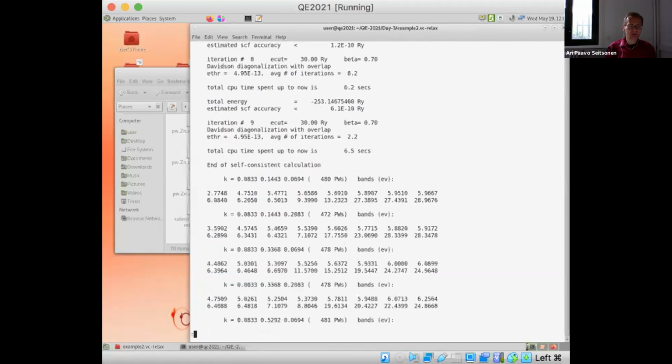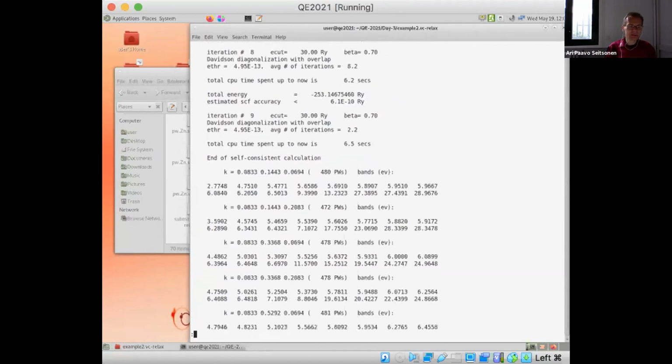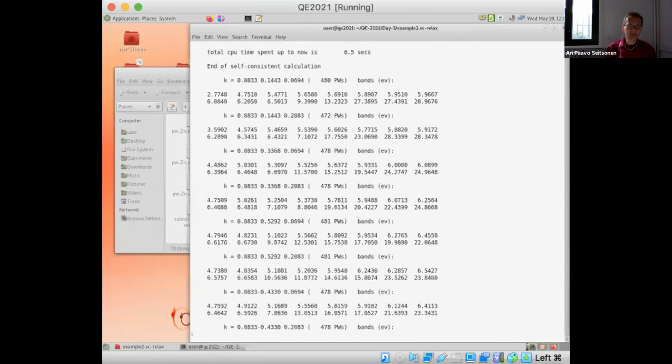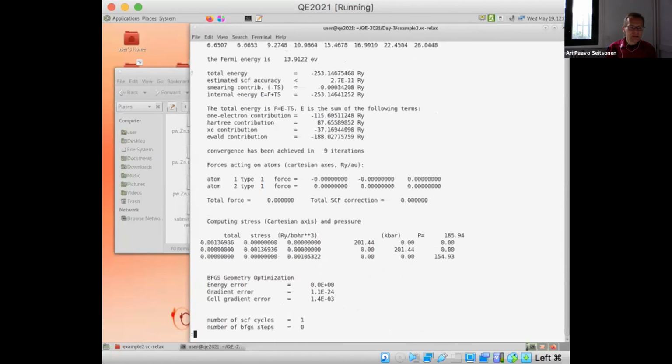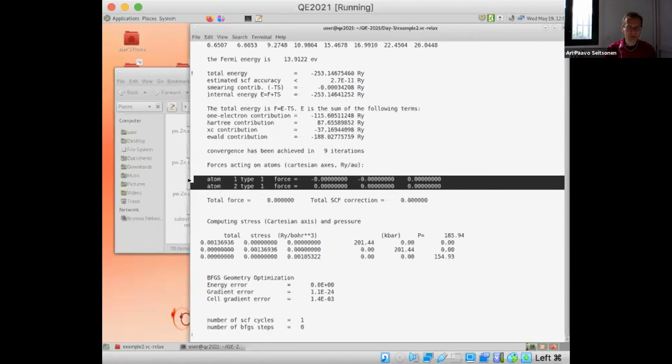Then it does the first self-consistent loop. It shows the eigenvalues at the different k points. So now we are not only at the gamma point, we had quite many. Then we had the forces, and no surprise, the symmetry is so high that all the forces are zero. So there's no internal degree of freedom in the coordinates to optimize. But the lattice constants, they need to be optimized.